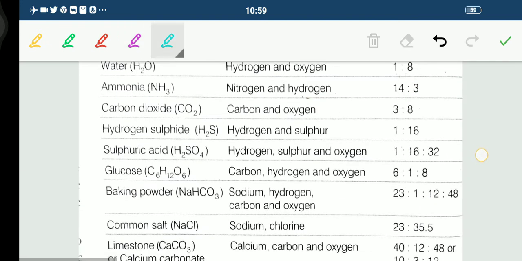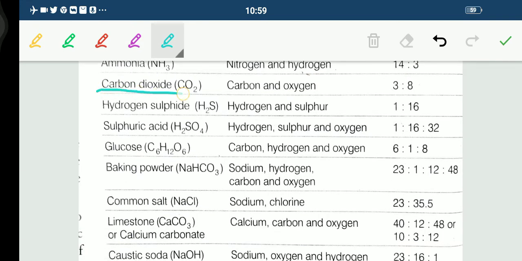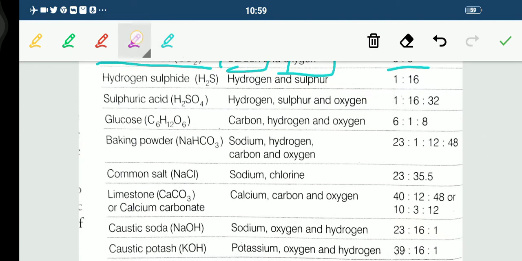Moving on to the next one now. Similarly, you can do carbon dioxide as well. The combining elements are carbon and oxygen, and the ratio is 3 is to 8. Next students, we have hydrogen sulfide. The combining elements are hydrogen and sulfur.